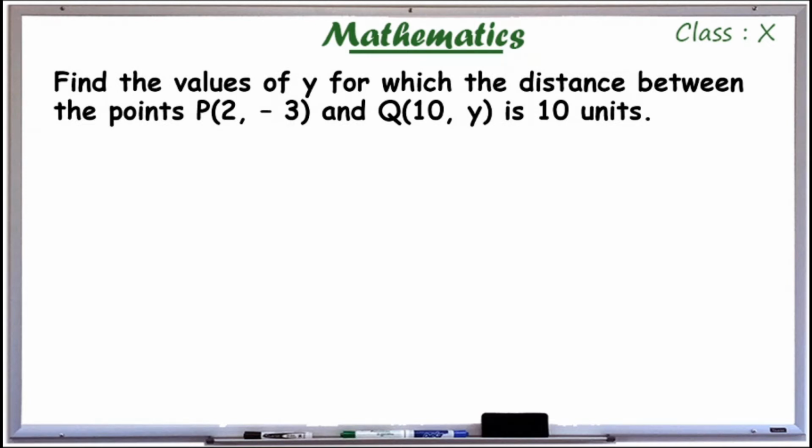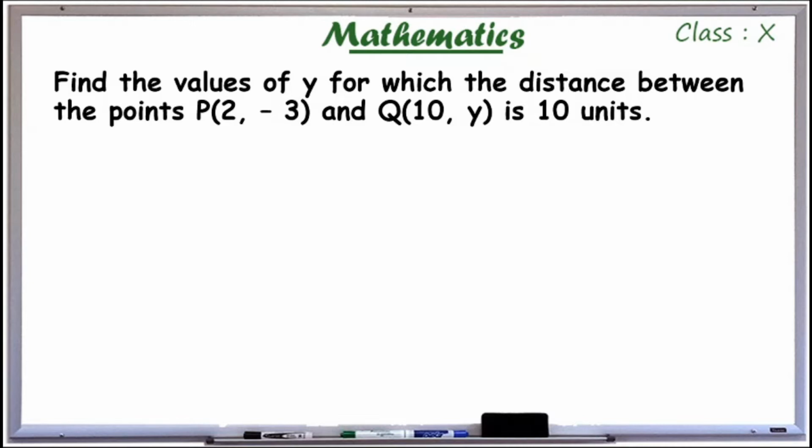Yesterday we were discussing some problems related to coordinate geometry. Today we are continuing. Read this question: find the values of y for which the distance between the points (2, -3) and (10, y) is 10 units. The answer is given, but we have to find the y coordinate. So we have to find the value of y.